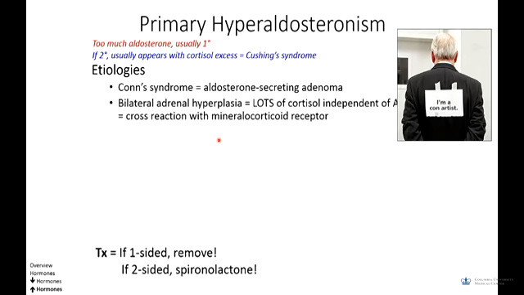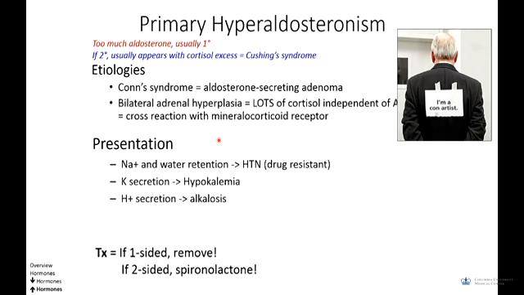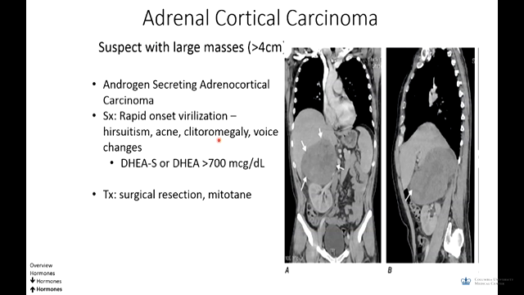cortisol interacting with that. Essentially, this is the salt guy overacting, keeping in too much salt and water, leading to drug-resistant hypertension. You're secreting all of your potassium and all of your hydrogen, so you're also getting hypokalemia and alkalosis. You diagnose this by doing a plasma aldosterone-renin ratio. If that's over 25, do a CT scan to figure out if it's one-sided or two-sided. If it's one-sided, take that thing out. If it's two-sided, you can give spironolactone or other mineralocorticoid blockers.